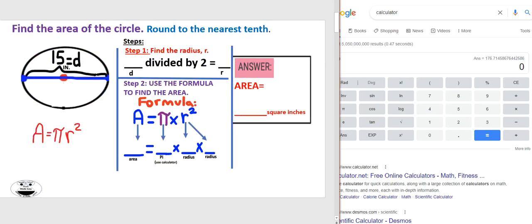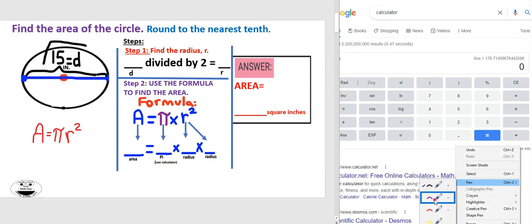Welcome. Today we're going to continue area of a circle. So here we need to find the area of a circle and round to the nearest tenth. And here we have a problem because they're giving us the circle and they're telling us D, which stands for the diameter, is 15 inches. But we need to use the formula.